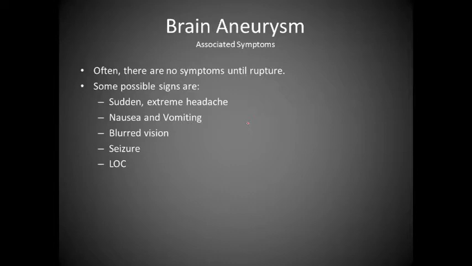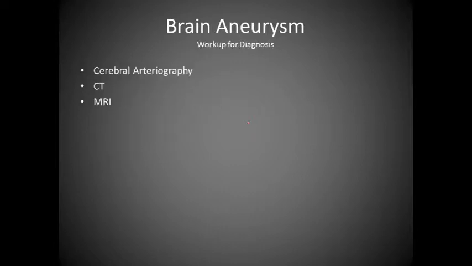Often, there are no symptoms of a brain aneurysm until rupture. Some possible signs are sudden extreme headaches, nausea and vomiting, blurred vision, seizure, and loss of consciousness. All these things can be possible symptoms of brain aneurysms, but oftentimes there are no symptoms.